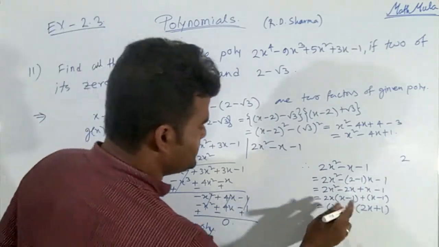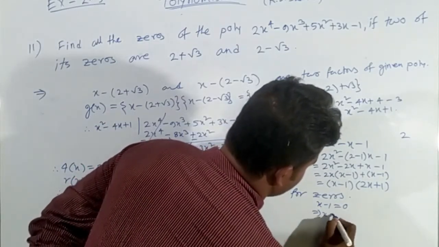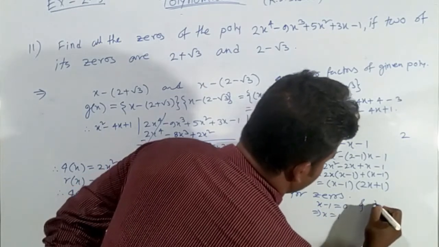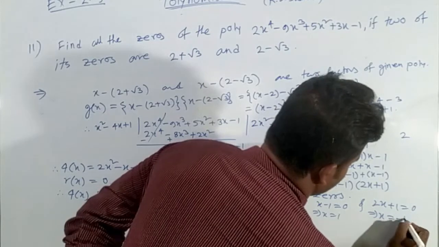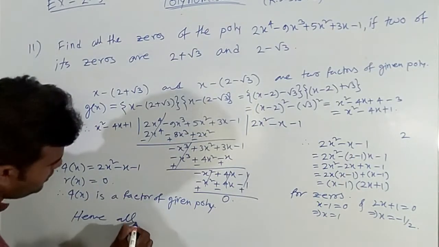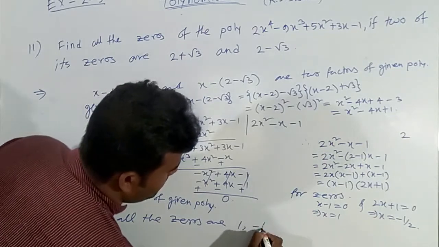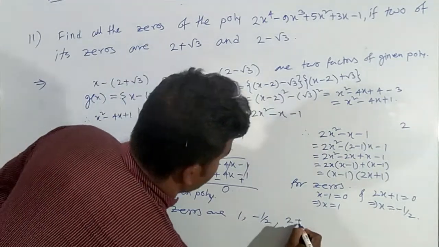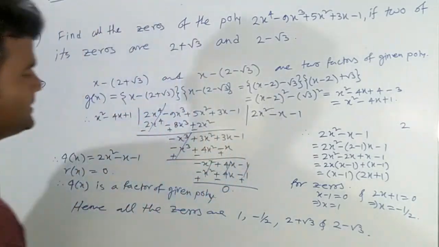Now for zeros, x - 1 = 0, that is x = 1, and 2x + 1 = 0, that is x = -1/2. Hence all the zeros are 1, -1/2, 2 + √3 and 2 - √3. That's it.